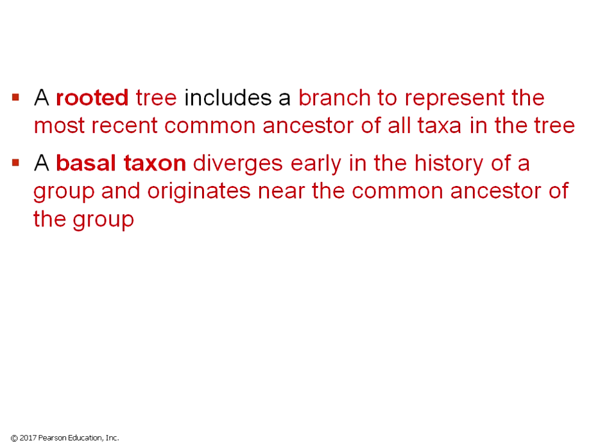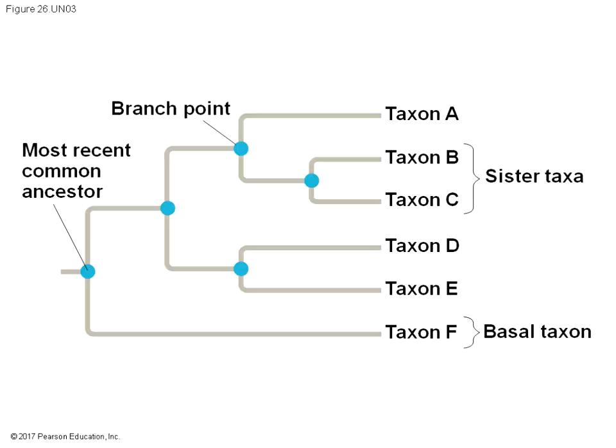A rooted tree is going to include a branch that represents the most recent common ancestor of all the taxa in the tree. So a rooted tree, think of it as having a nice solid base. Okay. A basal taxon is that species that's going to diverge very early in the history of the group that you're looking at. And we're going to see that this basal taxon actually will originate near that common ancestor of the group. So it's going to go way back.